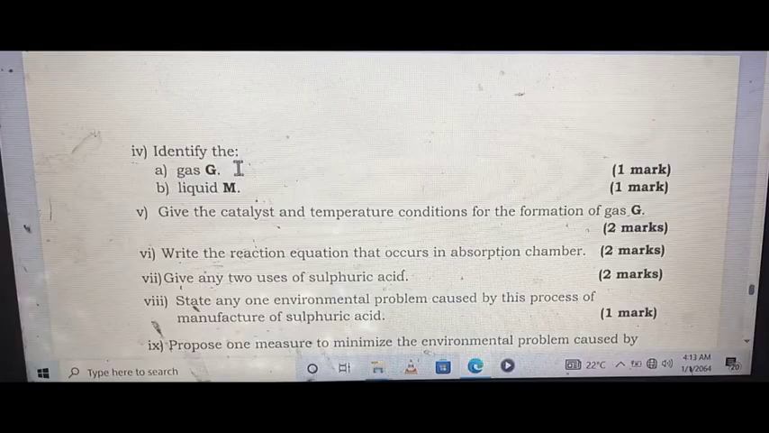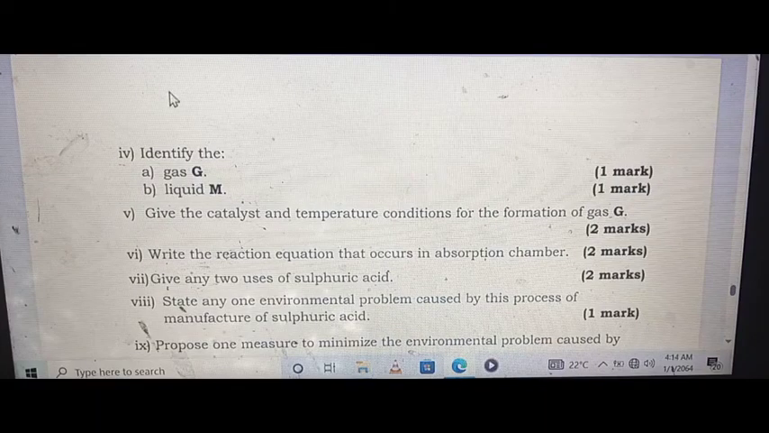4. Identify the gas G and the required liquid M. The correct answer: gas G is sulfur trioxide. Liquid M is sulfuric acid. 5. Give the catalyst and the temperature condition for formation of gas G. The correct answer: the catalyst is vanadium pentoxide and the temperature is 450 degrees Celsius.